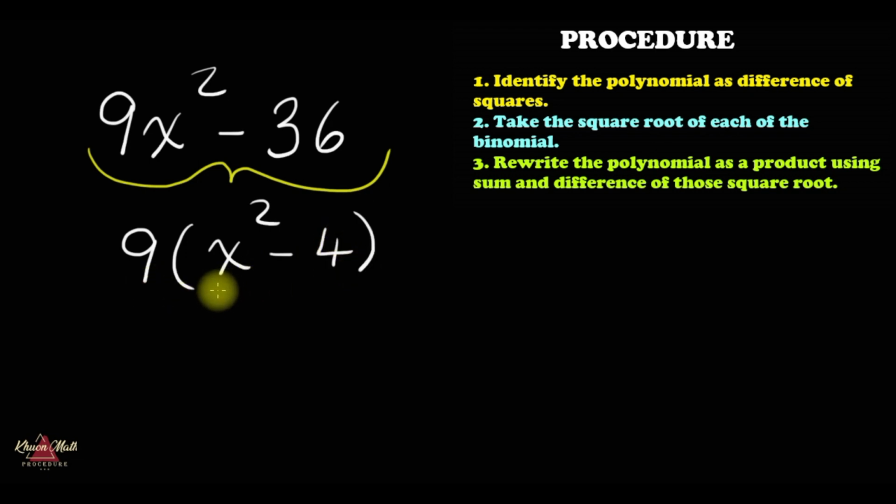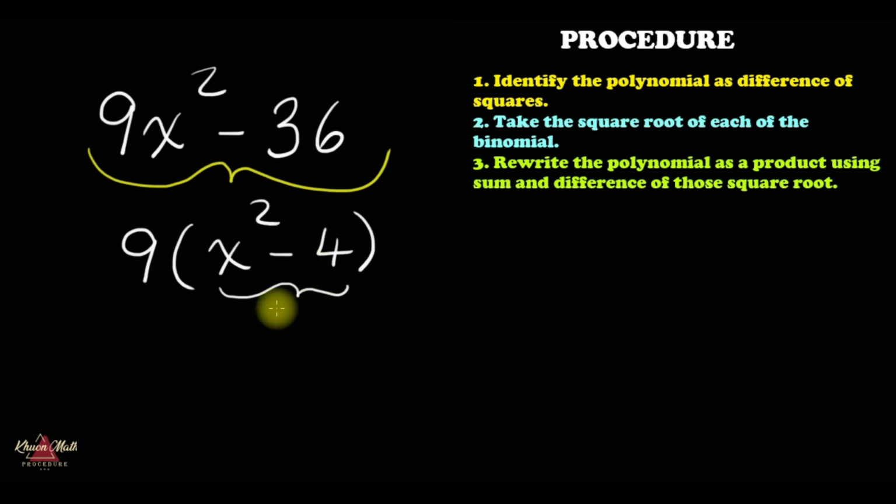Now, when you pull out 9, if you have a difference of two squares at the beginning, after you pull out your greatest common factor, you're still going to have a difference of two squares left inside the parentheses. So it just makes it a lot easier to factor x squared minus 4, right? Because the numbers are a lot smaller. All right, so we're going to go ahead and factor x squared minus 4.